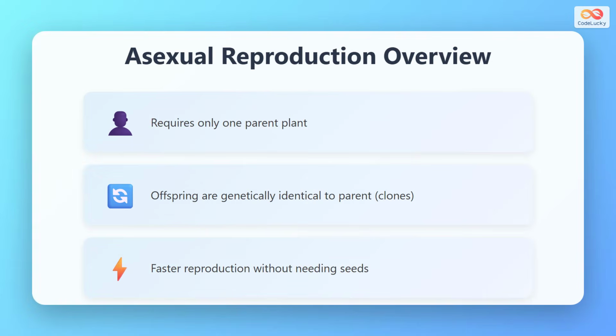Now let us explore asexual reproduction. This method requires only one parent plant to create offspring. The new plants produced through asexual reproduction are genetically identical to the parent, essentially making them clones. This process is generally faster than sexual reproduction because it does not require flowers, pollination, or seed formation. Many plants use asexual reproduction to quickly spread and colonize new areas.